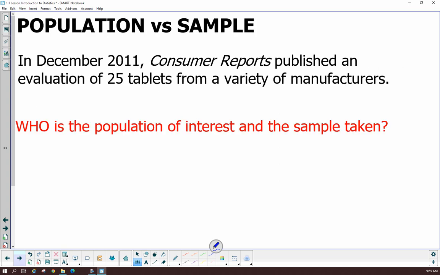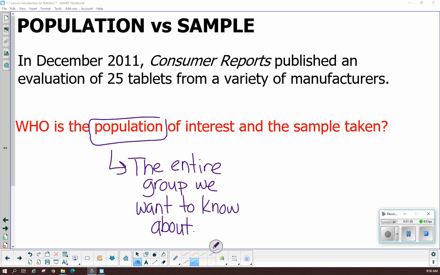So the first thing I want to get us thinking about is who we are trying to figure something out about. Who are we studying? There are two different types of groups we can study. We can study a population, and a population is the entire group we want to know about. For example, if all I want to know is information on AP Statistics students at Unity Reed High School, I could just refer to the population as the students in this class.